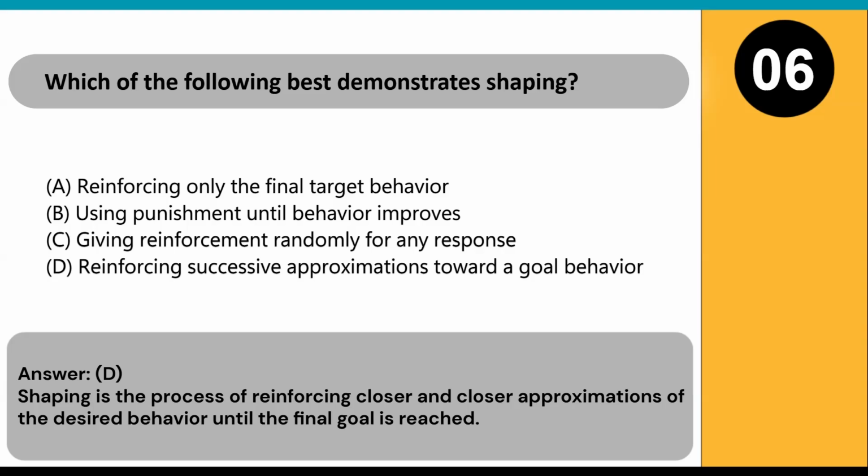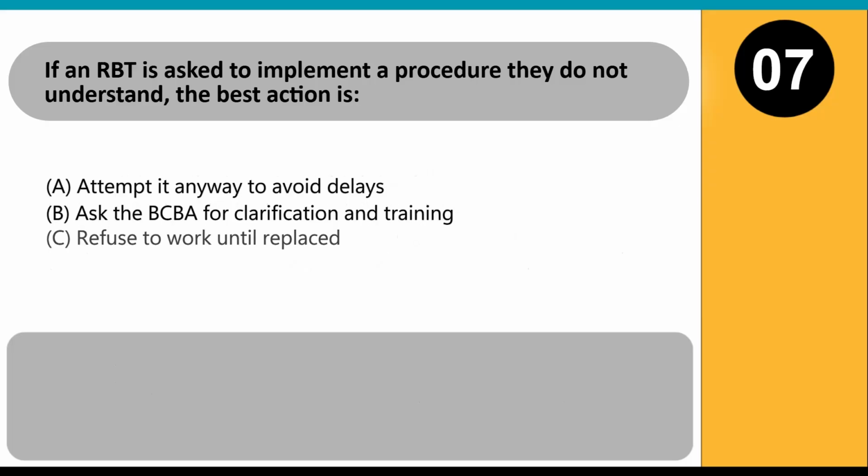Answer: D. Shaping is the process of reinforcing closer and closer approximations of the desired behavior until the final goal is reached. If an RBT is asked to implement a procedure they do not understand, the best action is: A.